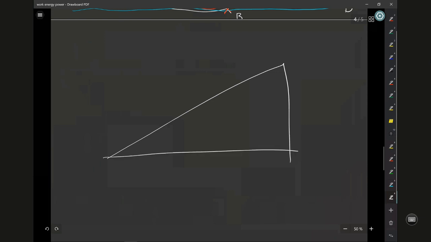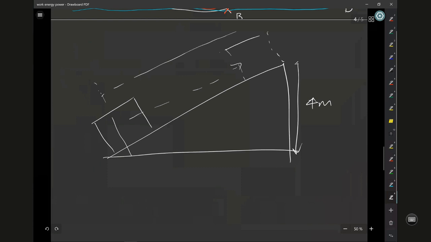Let's say I have a slope. I should already get a ruler, right? Let's say I have a slope, and I'm trying to push a box up from this point all the way to the highest point here. This is 4 meters, and this is 5 meters. Now obviously by Pythagoras theorem, this must be 3. Because this is a 90-degree mark, this is a right angle triangle.